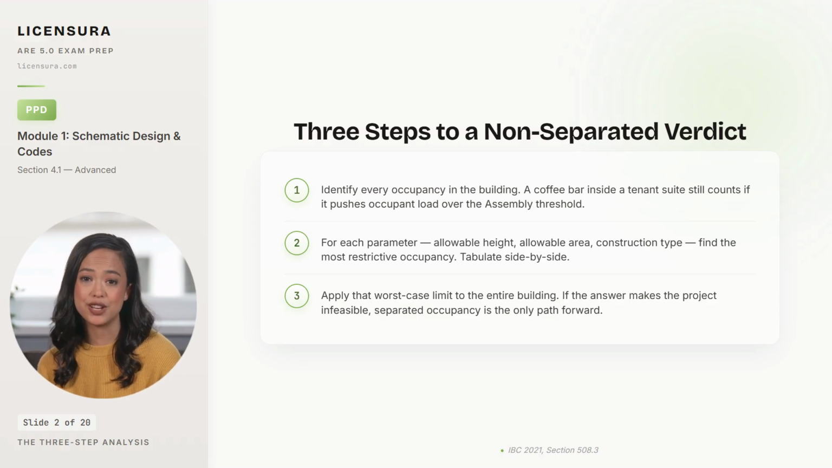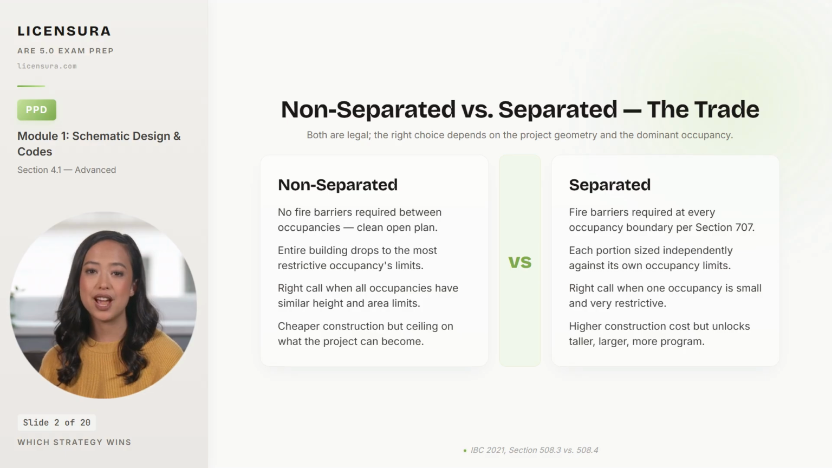Once the math is in front of you, the choice between non-separated and separated becomes a clear trade. Non-separated keeps the floor plate open and clean. No fire barriers chopping through the design. But the price is a single ceiling on the whole building, set by the most restrictive occupancy present. It is the right call when every occupancy in the program has similar height and area limits, because then dropping to the worst case costs you little.